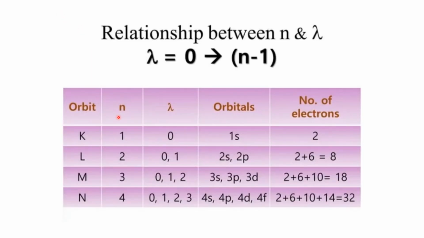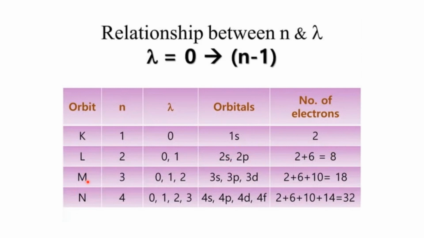Here we have the relationship between n and lambda. Lambda equals 0 up to n minus 1. So if the orbit is K, the principal quantum number would be 1, the azimuthal value will be 0, the orbital will be 1s, and the total number of electrons will be 2. If the orbit is L, the value of n will be 2, the azimuthal quantum number will be 0, 1, the orbitals will be 2s, 2p, and the maximum number of electrons would be 8, because s can hold a maximum of 2 electrons and p can hold a maximum of 6 electrons.